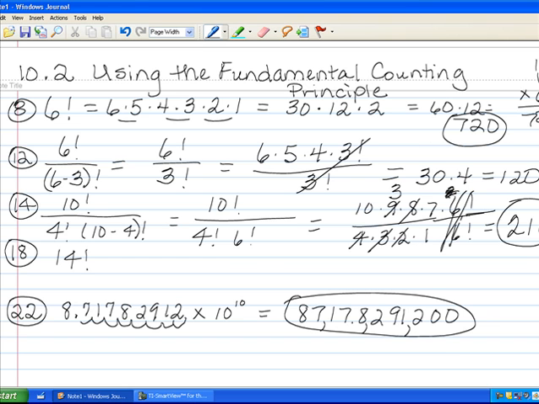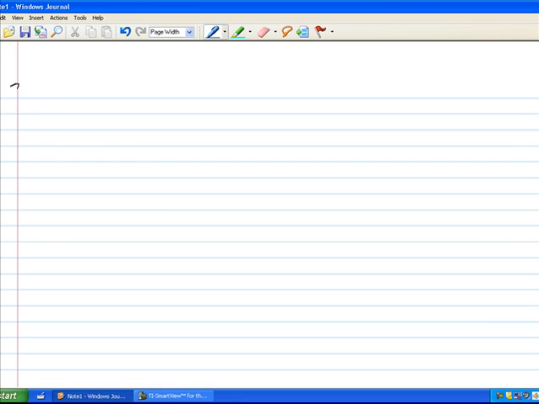Okay, one more with the calculator. Let's do number 22, and I think I'm going to have to move that to the next page. We have 19 factorial over 9 factorial times 10 factorial. Okay, so this is a little bit tricky to do on the calculator, and that's one of the reasons I selected this one.